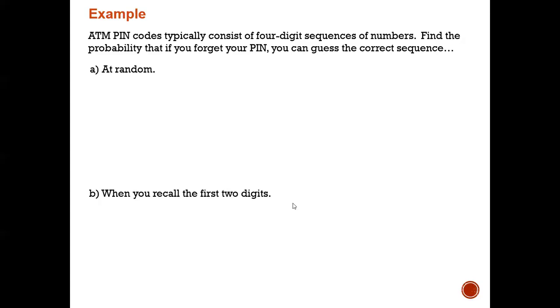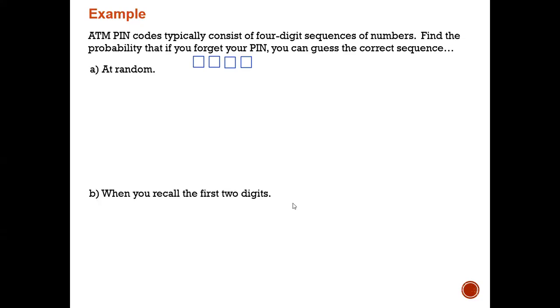Okay, a few more examples here. ATM PIN codes. So ATM PIN codes usually have 4-digit sequences of numbers. So let's find the probability that if you forget your PIN, you can guess the correct sequence. A, at random, and B, if you do remember the first 2 digits. So here's your PIN, 4 numbers, right? And you forgot them all. Well, what's the probability that you're going to get the PIN correct?